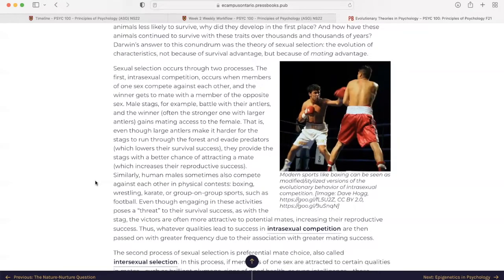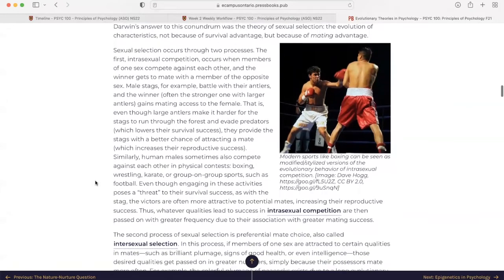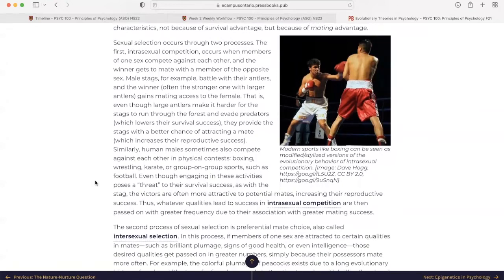Sexual selection occurs through two processes. The first, intersexual competition, occurs when members of one sex compete against the other, and the winner gets to mate with a member of the opposite sex. Male stags, for example, battle with their antlers, and the winner, often the stronger one with larger antlers, gains mating access to the female. That is, even though large antlers make it harder for the stags to run through the forest and evade predators, which lowers their survival success, they provide the stags with a better chance of attracting a mate, which increases their reproductive success.